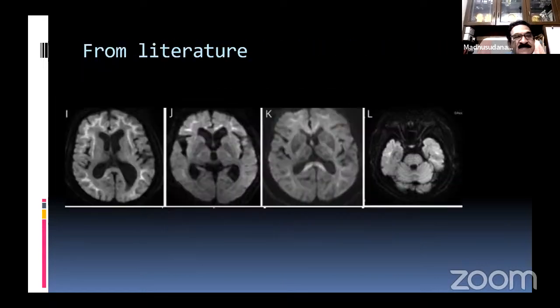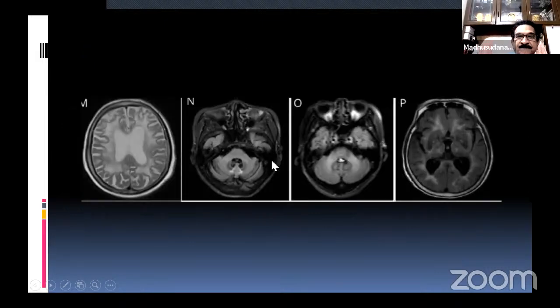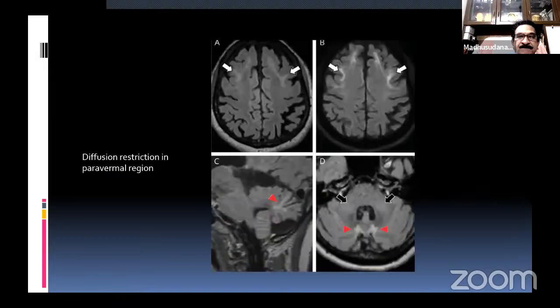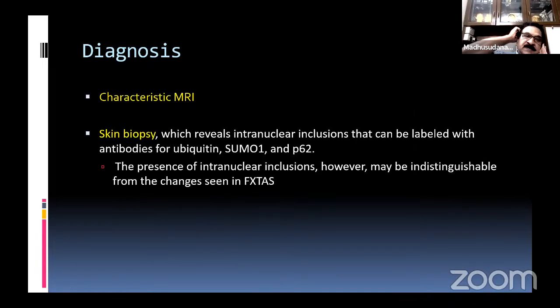This is from the literature. This is the classical picture one cannot mistake. This our patient had: the corticomedullary region with diffusion restriction like this. This is from the literature. So what do you want? I want a skin biopsy, and a characteristic MRI fitting with that.